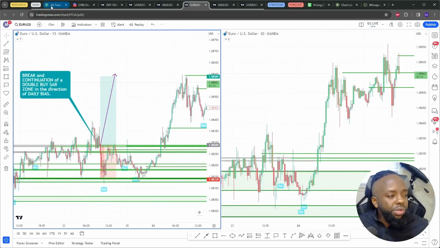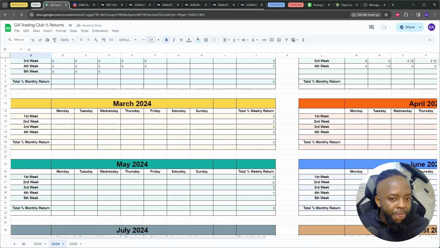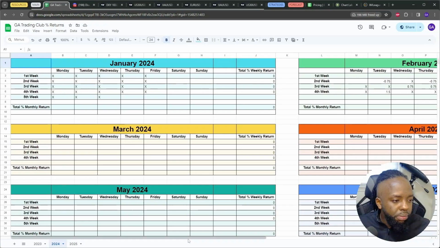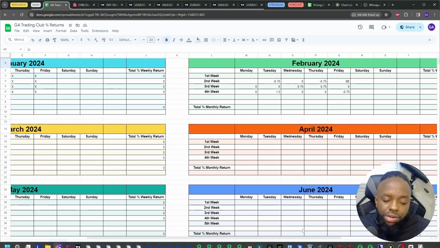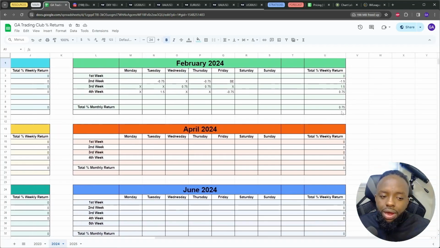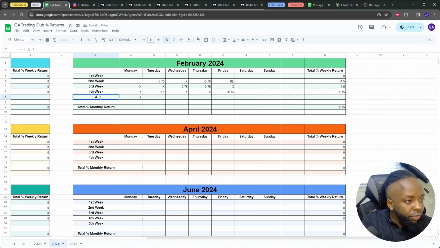So this was unfortunately a minus 0.75% return, so I went ahead and recorded that. If we go to the February results, you'll see on Friday I recorded that as minus 0.75. So for the month of February, we're still up 0.75. And yesterday we did not have any trades actually. So let me just record that, and we'll see how today goes. If we have any other trade setup for this week, we'll just record that.